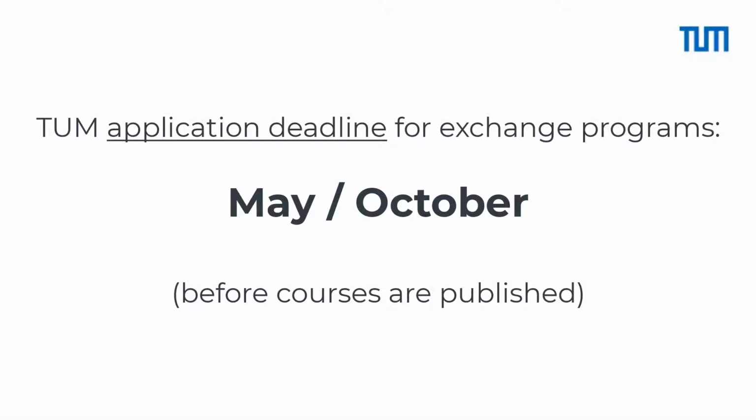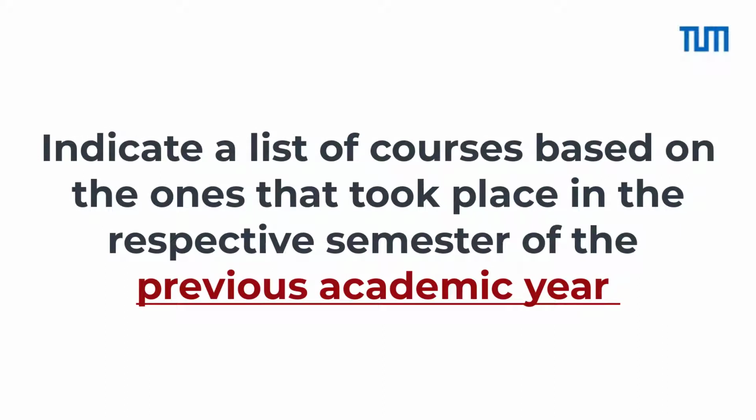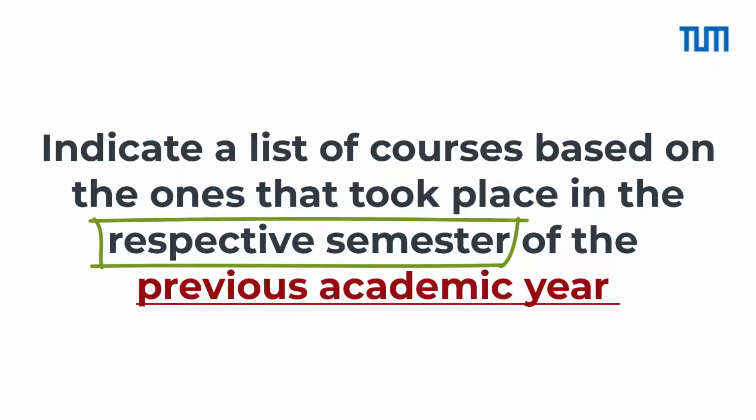The TUM application deadline for exchange programs is set in May or October respectively, forcing you to make a first choice of courses before the ones in the upcoming semester are officially scheduled. Therefore, you have to indicate a list of courses based on the ones that took place in the respective semester of the previous academic year.